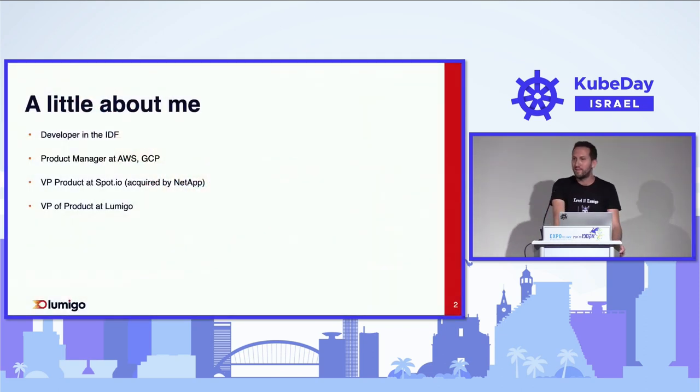A little bit about myself. I started my career as a developer in the Israeli military, spent some time in product management at AWS and Google Cloud, and today I'm VP of Product at Lumigo.